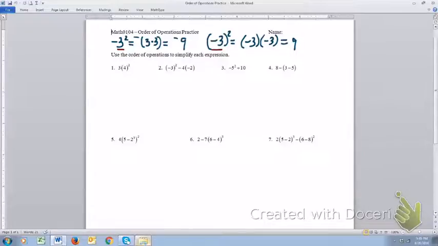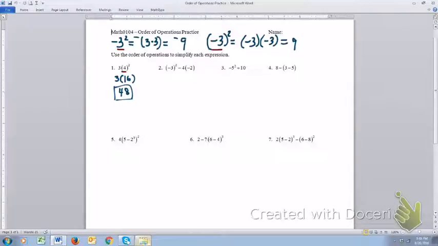On number 1, let's see, we've got multiplication. 3 next to parentheses means we're multiplying. And then we've got an exponent, and we know with the order of operations, we do the exponent first. So this is going to be 3 times 16, and we get 48.